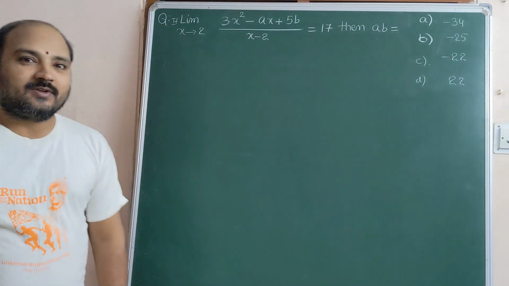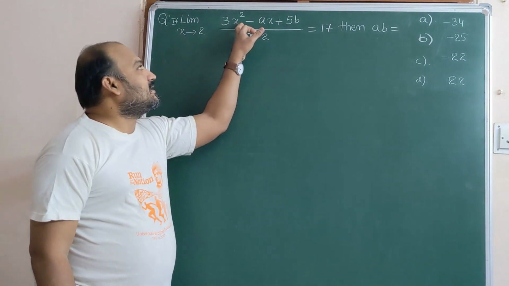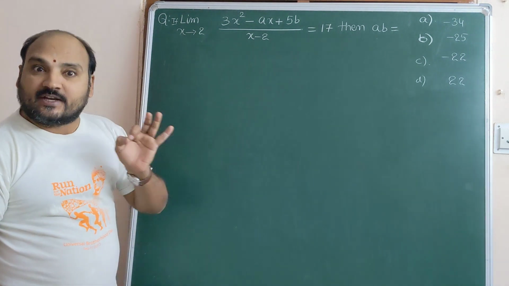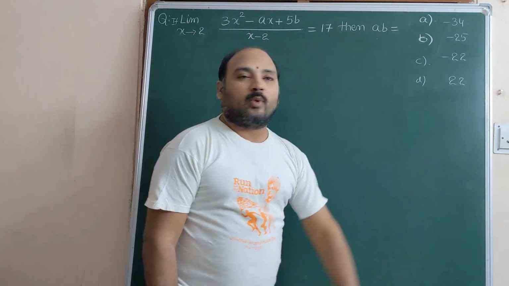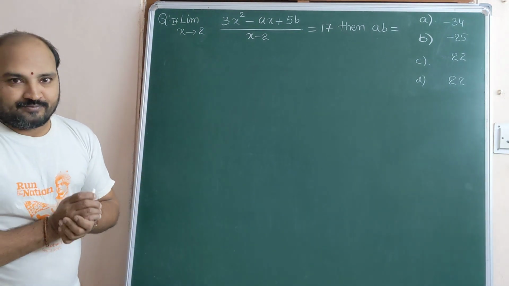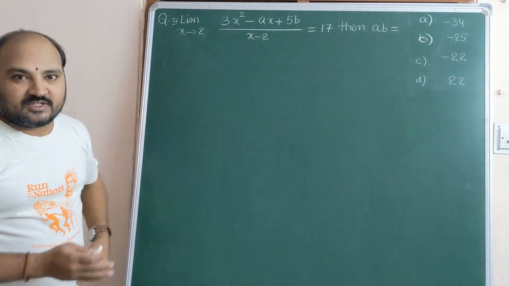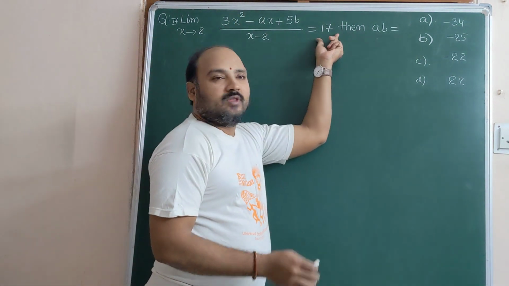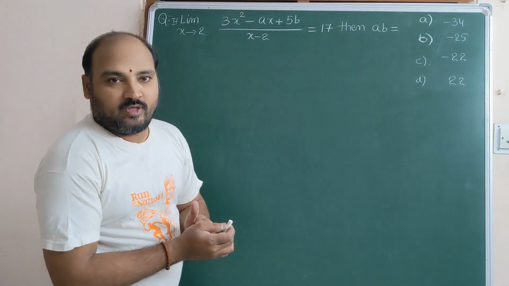Yeah, the next question. If the limit as x tends to 2 of (3x² − ax + 5b) divided by (x − 2) is equal to 17, then ab equals to. These are the options. To solve this type of problem, if the limit of some function, numerator by denominator, is equal to some finite value, 17 is a finite value.